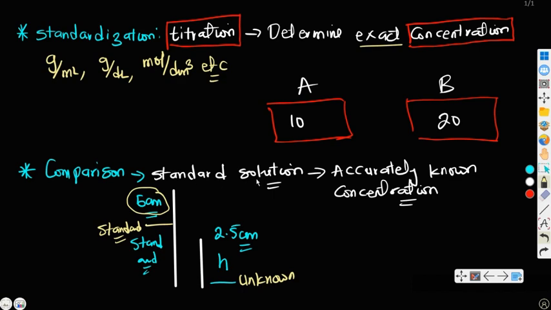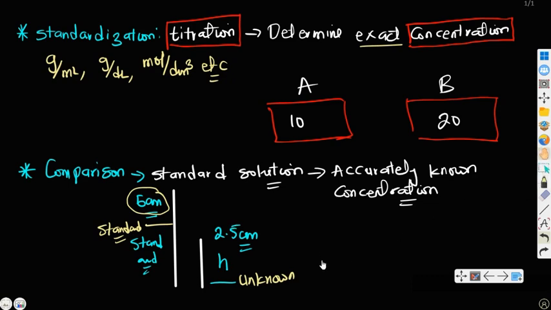That is why we say a standard solution is a solution whose concentration is accurately known, so you know the height. But by comparing it with the unknown, you are able to get the concentration of the unknown, which is about 2.5. Is that okay? So that is the general idea of what titration is.